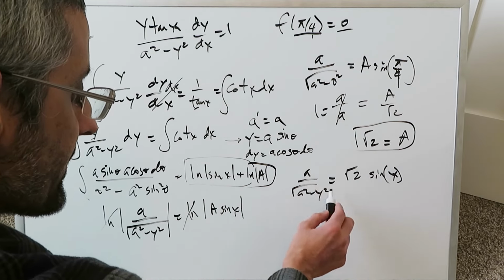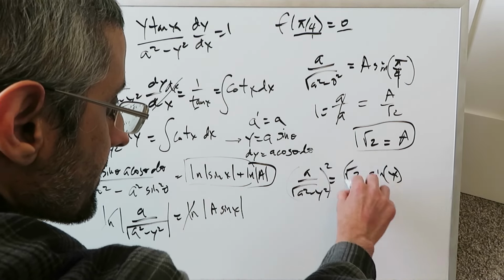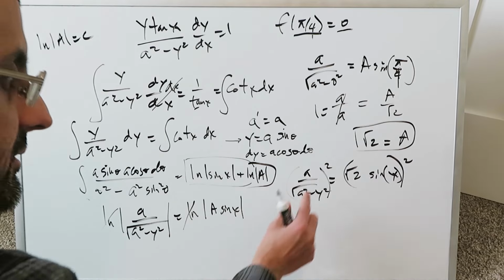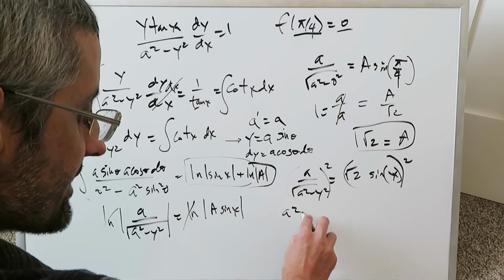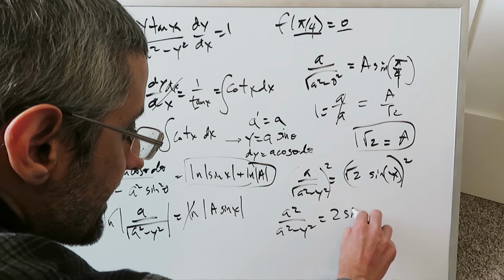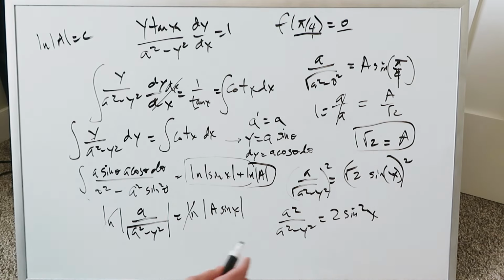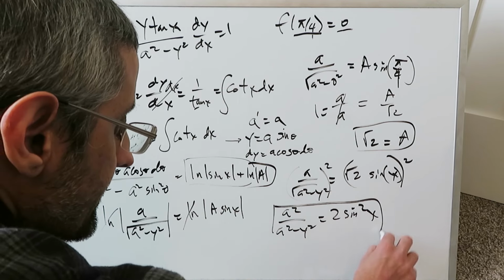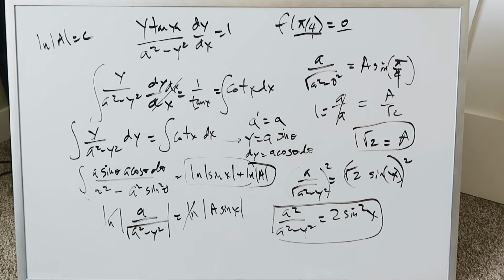If I were to eliminate these radicals, I can by hitting everything with squares. You see, I'll hit everything with squares. I'll have a square over a square minus y square is equal to 2 sine square x. This again can represent an answer as well. This can be one of your answers. A square divided by a square minus y square is equal to 2 sine square x. Or we can present the answer in another way, and I can do so exactly right over here.